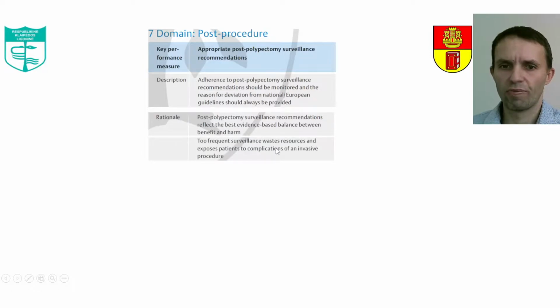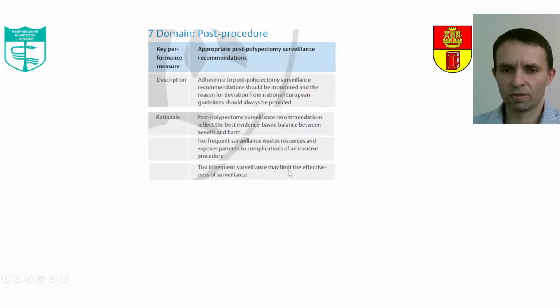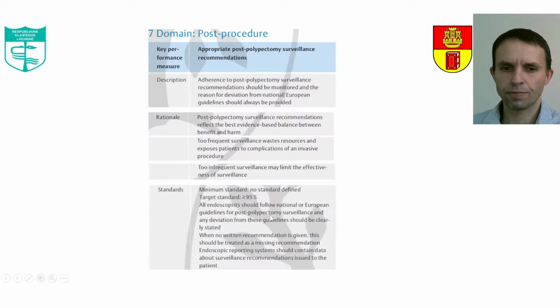Too frequent surveillance wastes resources and exposes patients to complications of an invasive procedure. Too infrequent surveillance may limit the effectiveness of surveillance. Target standard is more than 95%.